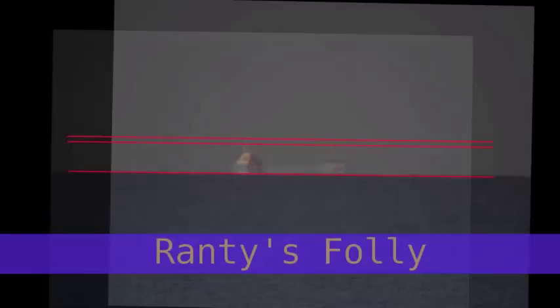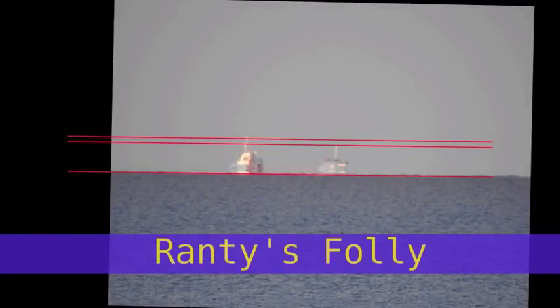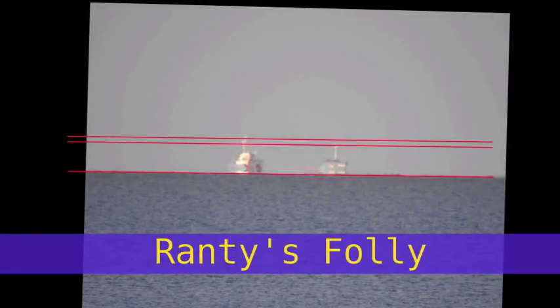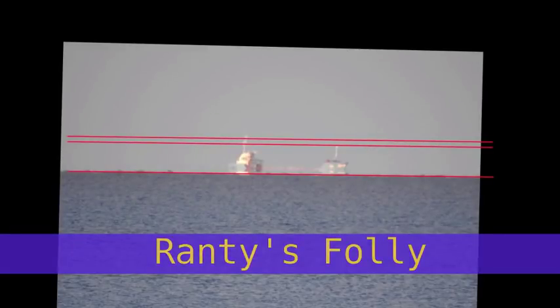So we've drawn some lines on some images that are distorted and comparing one with the other. And of course, he gets the answer he wants.